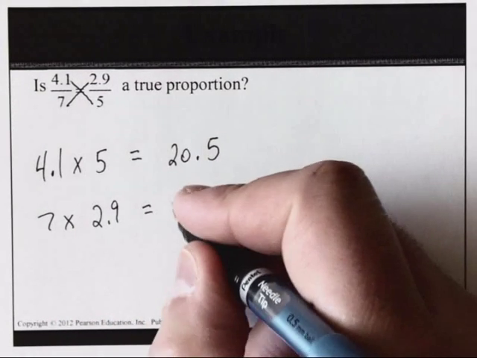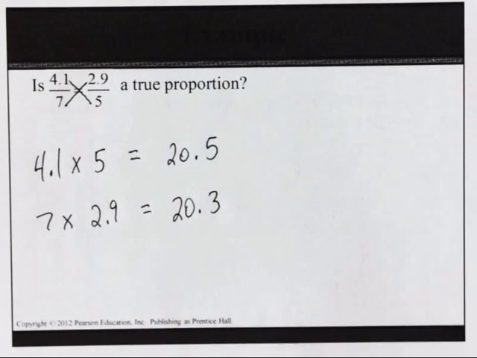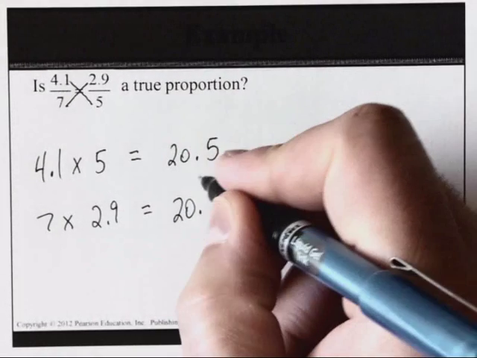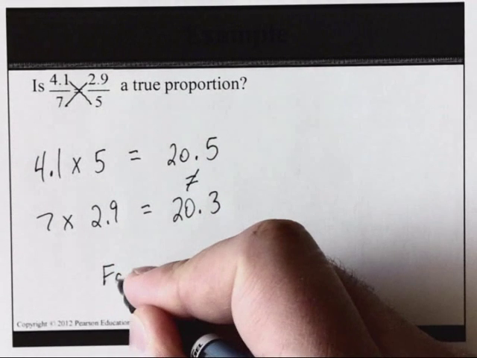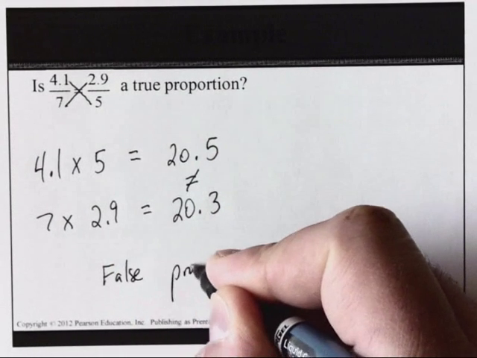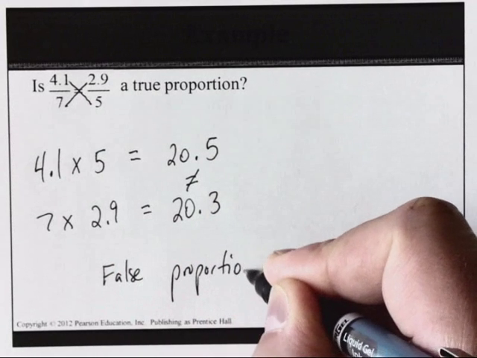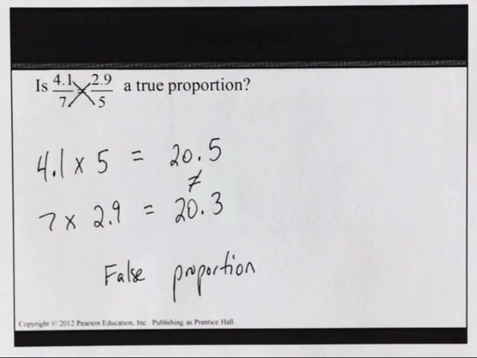And when we multiply those, we get 20.3. So because these two numbers are not equal to each other, this is actually a false proportion. So essentially what that tells us is that these two ratios are not equal to each other.